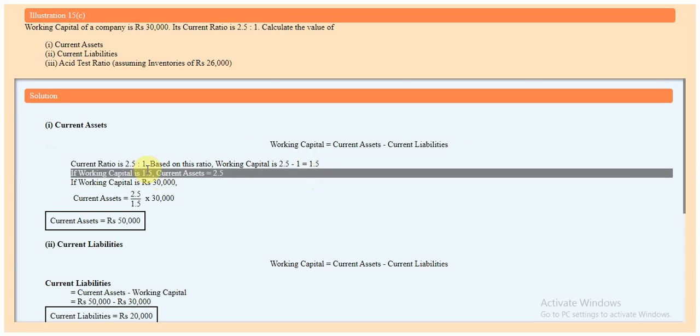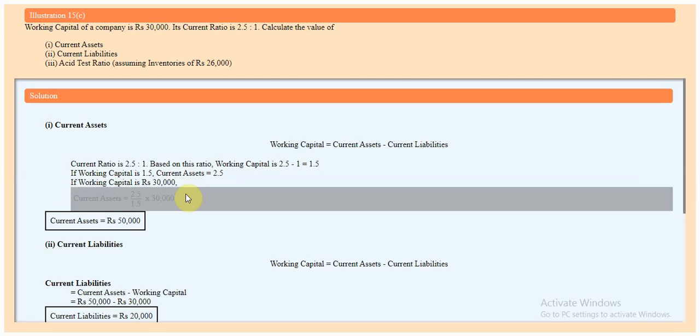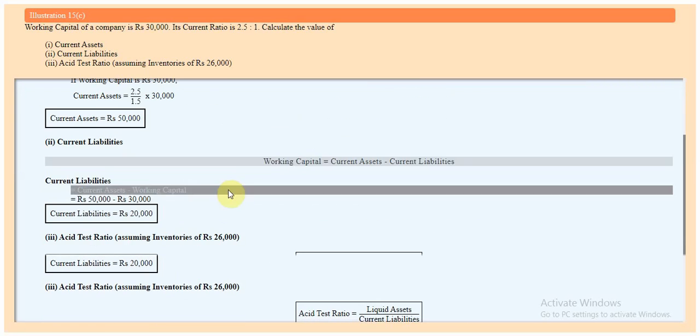So if working capital is 1.5, current assets are 2.5. If working capital is rupees 30,000, what will be the current assets? This is proportion, so we are using direct proportion here. If working capital is 1.5, current assets is 2.5. If working capital is 30,000, what will be the current assets? Current assets will be 50,000. So we have arrived at our answer for the first subdivision. We will move on to the next subdivision.